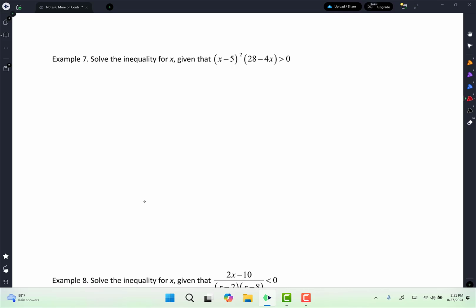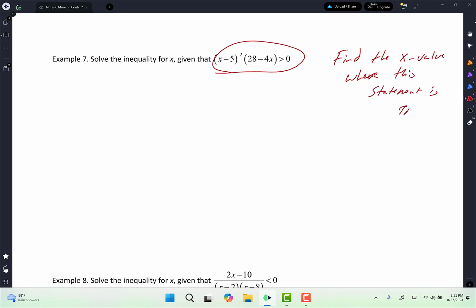So what this wants you to do is find the x values where this statement is true. Don't worry, guys, we're almost done. So how do I find the x values where this statement is true? I'm going to find something called critical numbers, where the derivative is 0 or undefined. You know what? I don't want to call it critical. Find where the function equals 0. That's the first step.